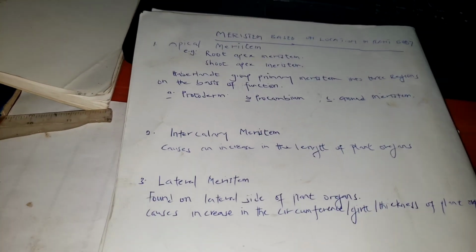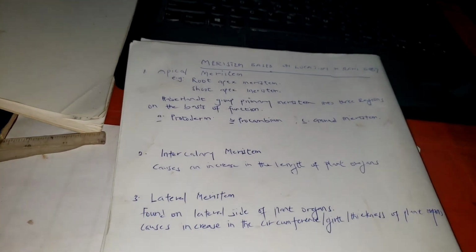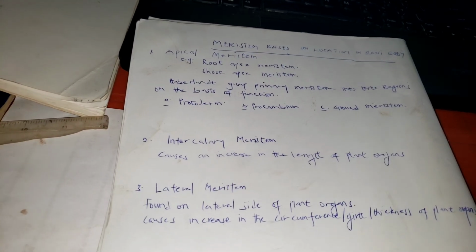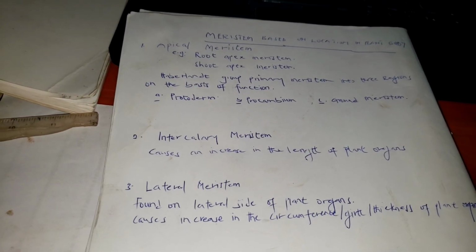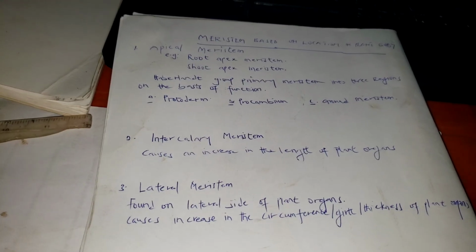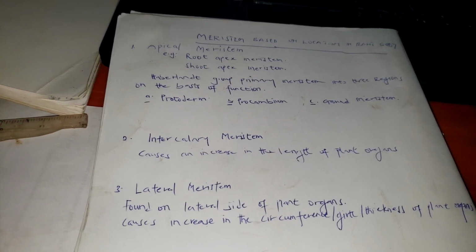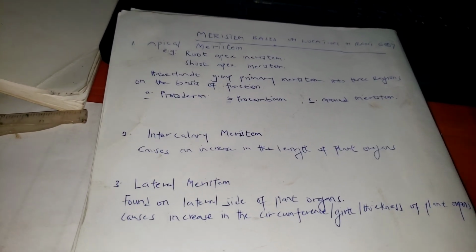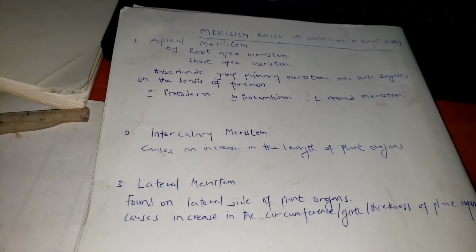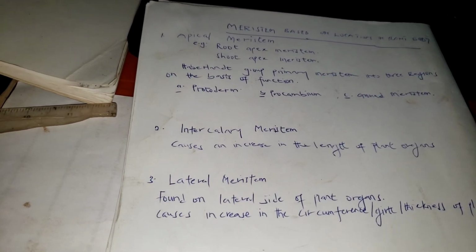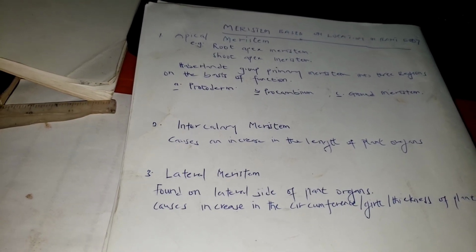Foremost is the apical meristem. When we talk about apical meristem, if you could remember, it is an example of primary meristem. These meristems are located at the tips of roots and shoots. That's where they can be found, at the tips of the roots and that of the shoots.